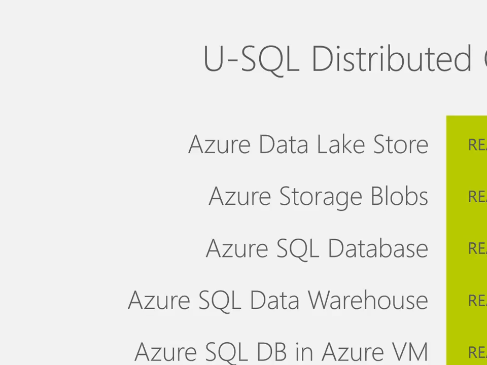Right. So U-SQL distributed query currently supports writing and reading data from Azure Data Lake Store, storage blobs and SQL database, and similarly data warehouse and Azure VM. But as we are talking at this moment, you can only read and write to Azure Data Lake Store and storage blobs, and the rest of the services are still not enabled. I hope these will be enabled when the service goes GA.